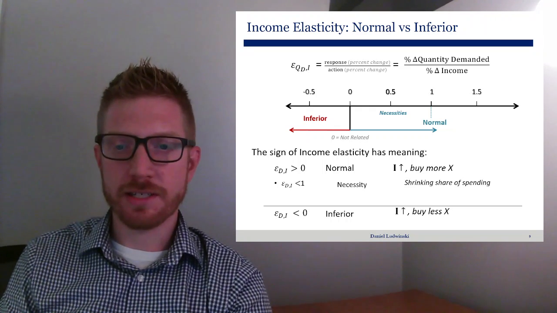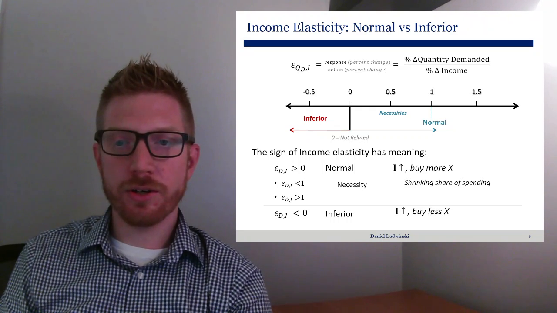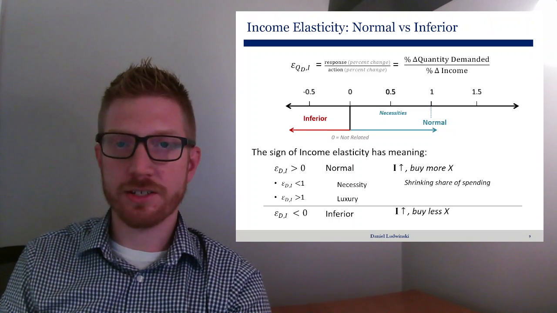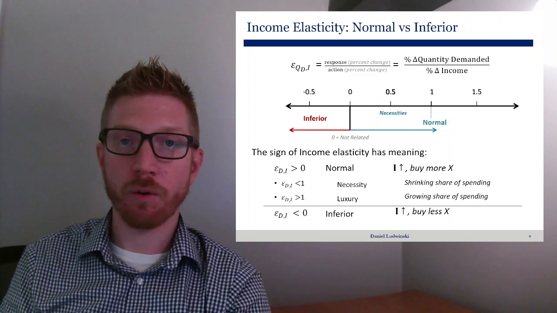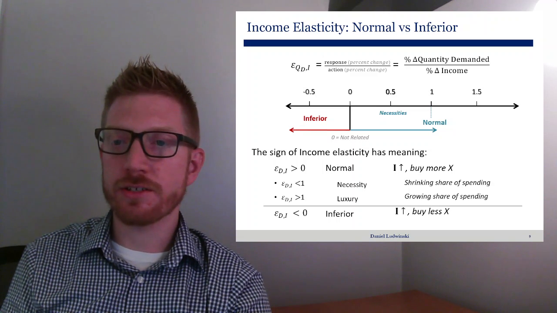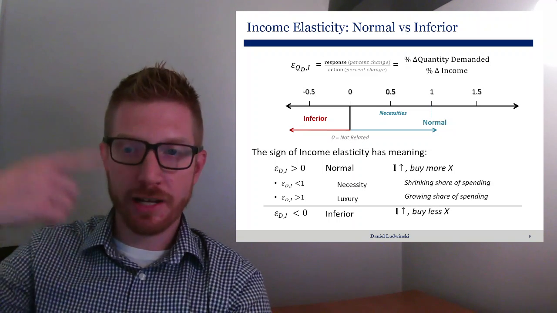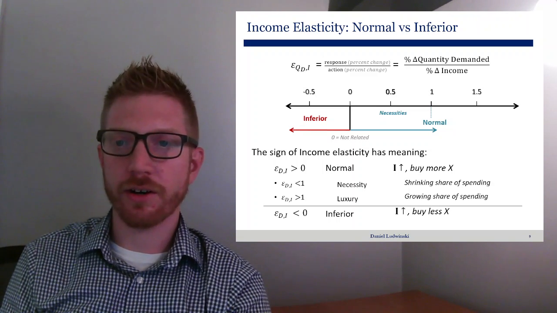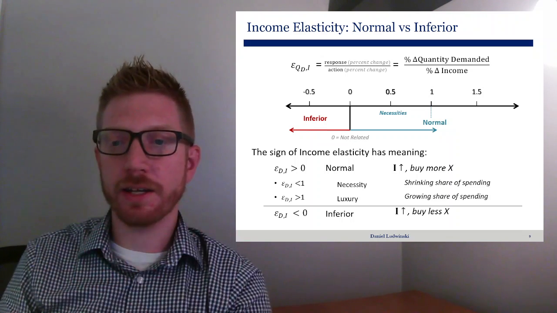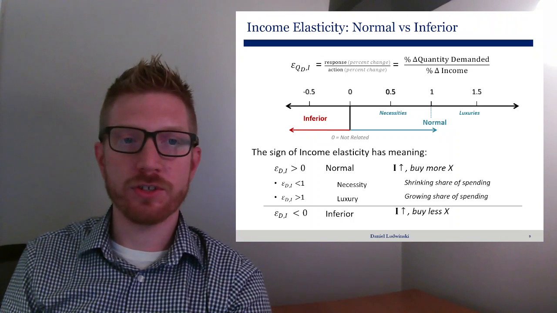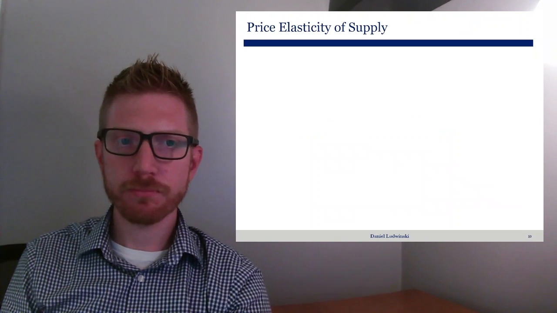We label those necessities. Goods that have an income elasticity greater than 1, meaning as we have increases in income, the percentage increase in quantity is higher than our income increase, this means we have a growing share of spending, and we call those goods luxuries.